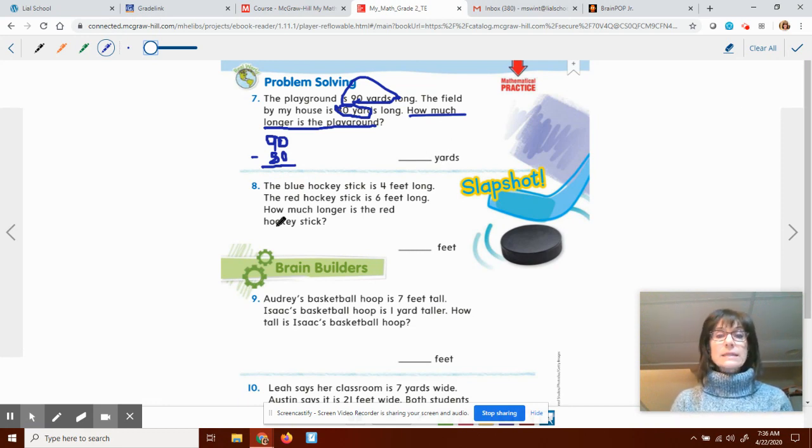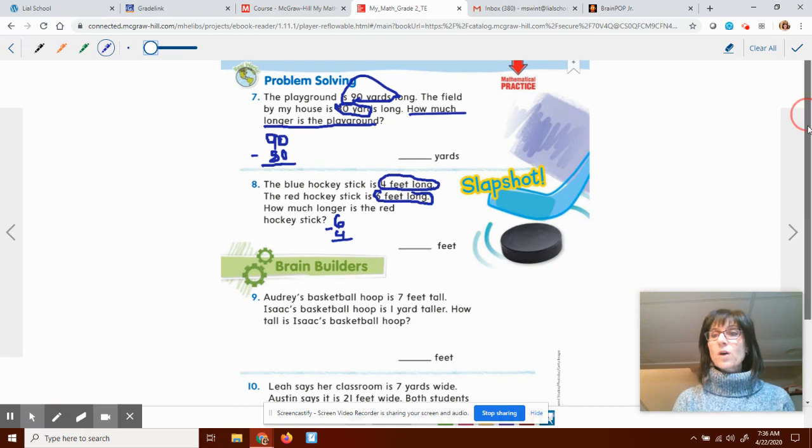The blue hockey stick is 4 feet long. Okay. The red hockey stick is 6 feet long. How much longer is the red hockey stick? Again, if I'm comparing, I'm subtracting. And I have to subtract then 6 minus 4. No problem.